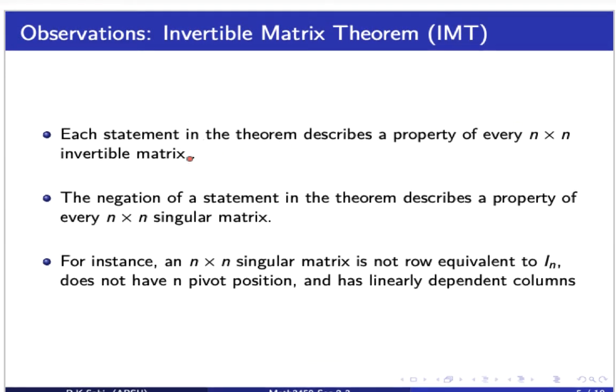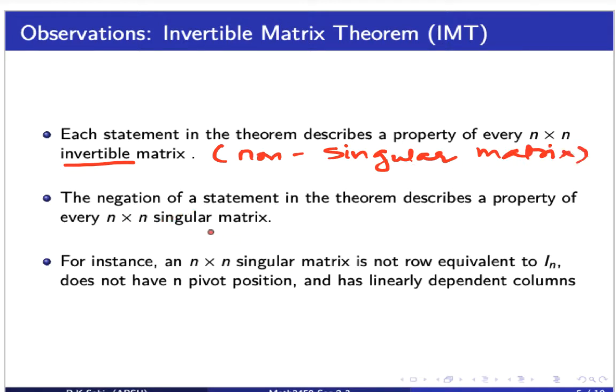The very first thing is that every statement in this theorem describes a property of every n cross n invertible matrix. If you take the negation of the statements in this theorem, it describes a property of every n cross n singular matrix. Remember, I said that if I have an invertible matrix, that means I'm having a non-singular matrix. So the negation is basically matrices which are not invertible.